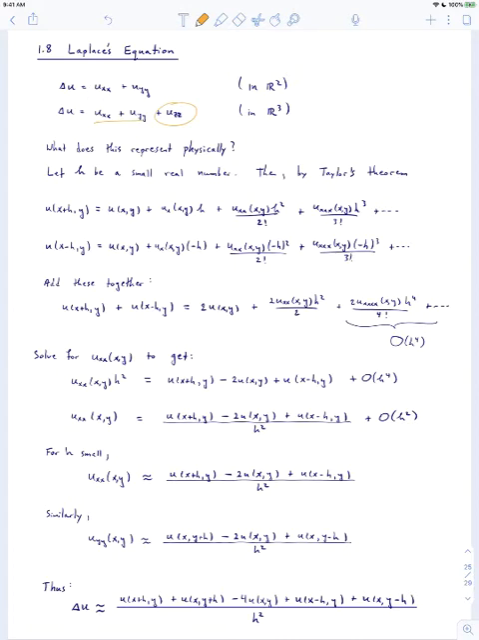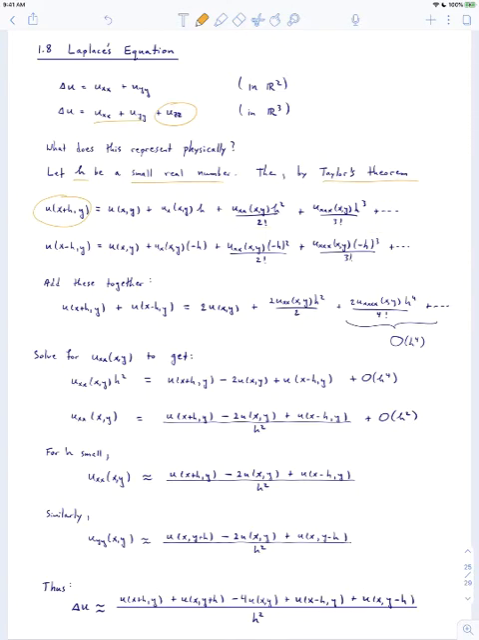So what does this represent physically? Let's suppose that h is a small real number. Then we can use Taylor's theorem to write down u evaluated at a small increment from x. So u evaluated at x plus h, comma y. So leaving y fixed, but incrementing x by a small amount h. Taylor's theorem tells us that we can write that out as this expression.